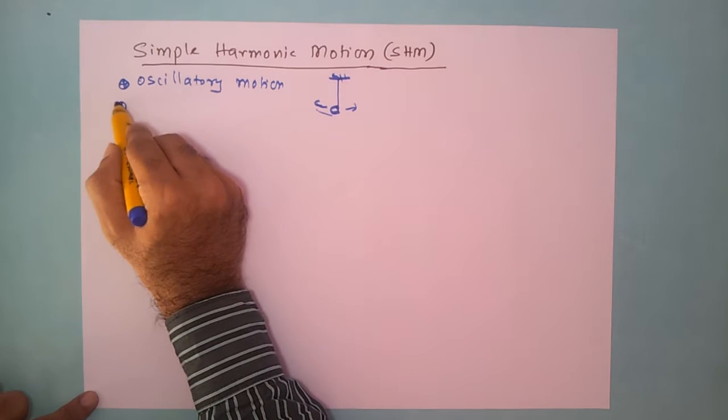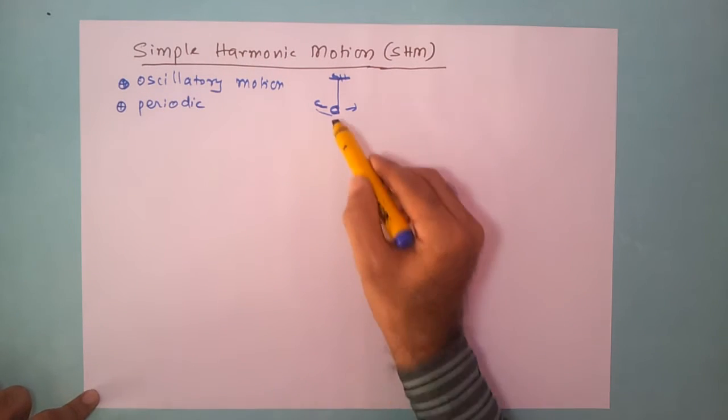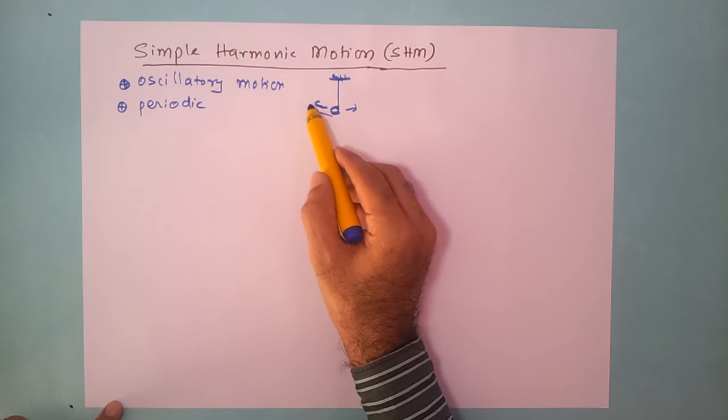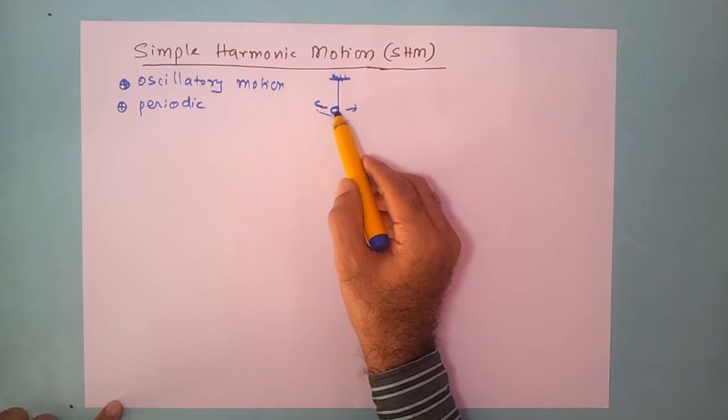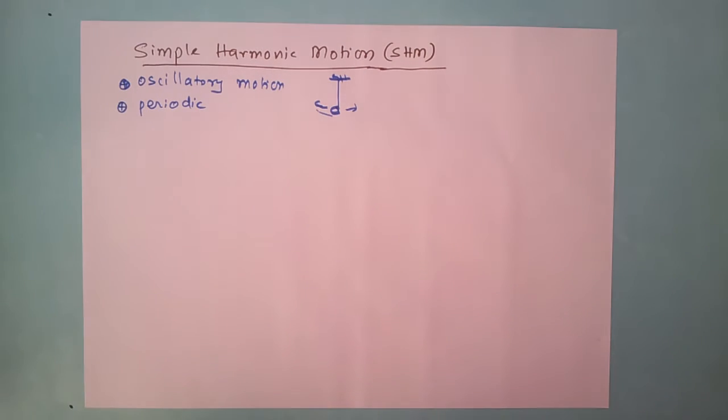Two, it is periodic in nature. That means the time taken for one oscillation remains constant. So if it goes over here, comes back over here, goes that way and comes back, one oscillation would take a fixed amount of time. So this is the background of simple harmonic motion. It is oscillatory in nature and it is periodic in nature.